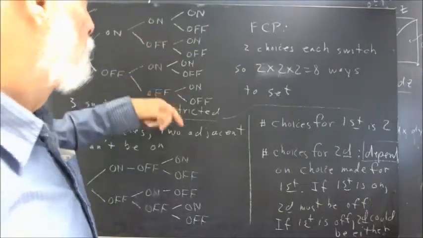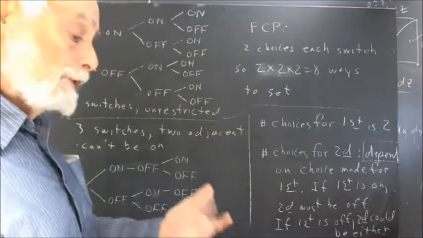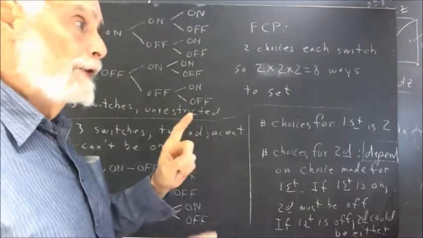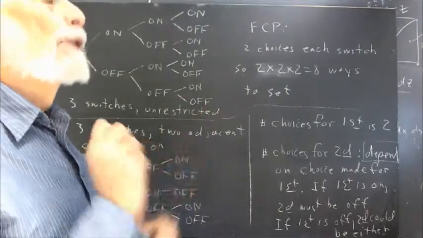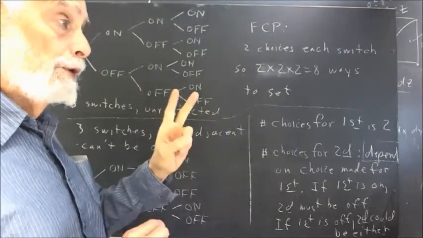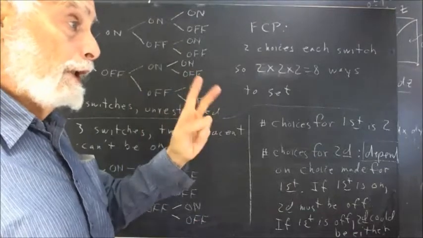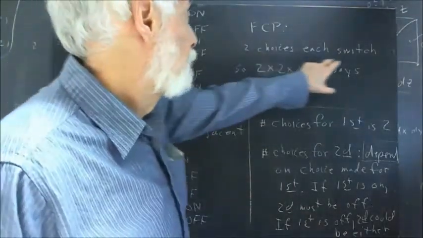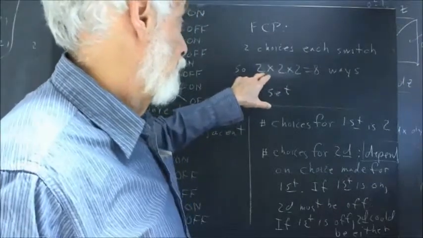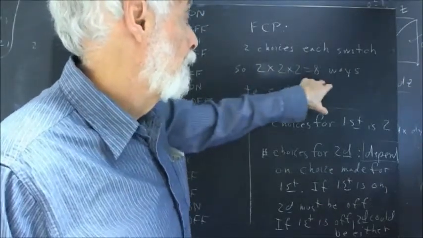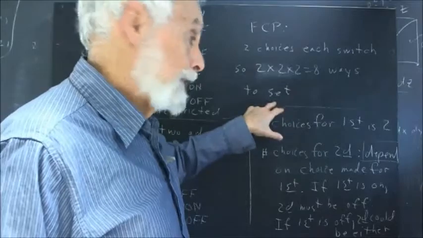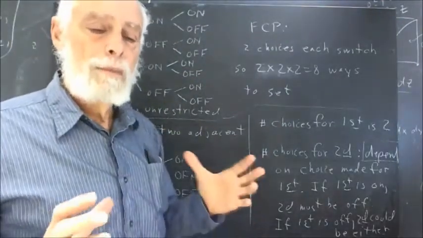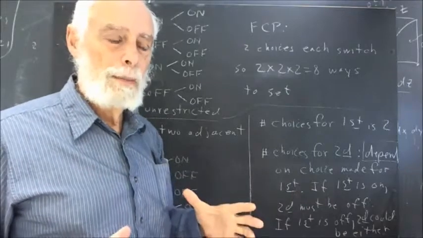What about the third switch? Well, it's either on or off. So there are two possibilities at each step. Through the first switch, you have two choices. Through the second switch, you have two choices. Through the third switch, you have two choices. And in this case, you're going to say that there are therefore 2 times 2 times 2, or 8 ways to set switches.